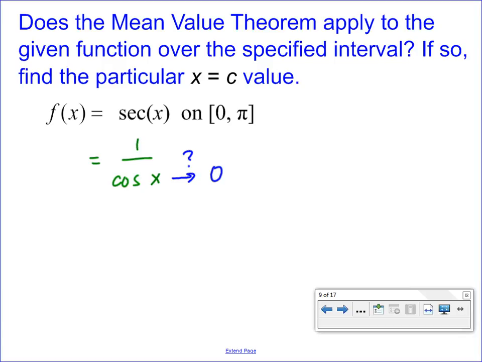Now, incidentally, we might be able to find some x equals c value where the slope of the tangent is parallel to the slope of the secant line, but we're not guaranteed that one exists unless f is both continuous and differentiable on the interval. So no, the mean value theorem does not apply.